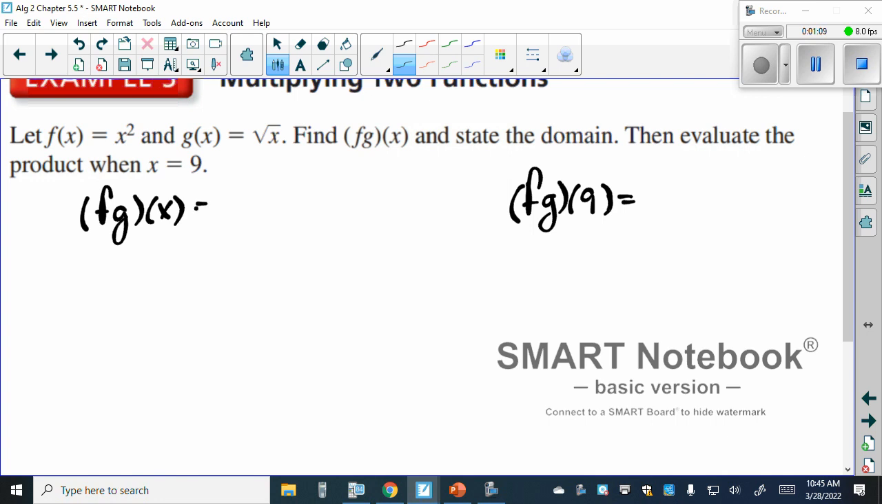Now this notation here, f times g of x, is the same as saying f of x times the function g of x. We're just multiplying those two functions together. For this problem, f of x is the function x squared, and our function g of x is the square root of x. So we're multiplying x squared and the square root of x together.